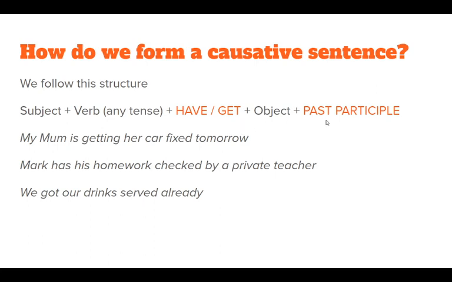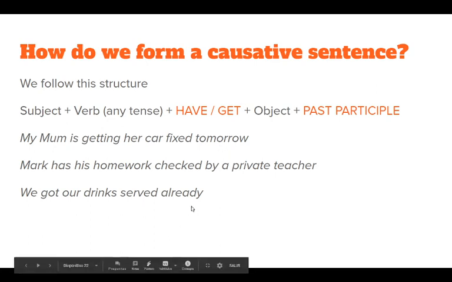Here we have a few examples. My mom is getting her car fixed tomorrow. Okay, that means that tomorrow she's going to go to a garage and someone is going to fix her car. So my mom is getting her car fixed tomorrow. Mark has his homework checked by a private teacher. Okay? Or we got our drinks served already. Okay? I hope you get the gist of this structure.